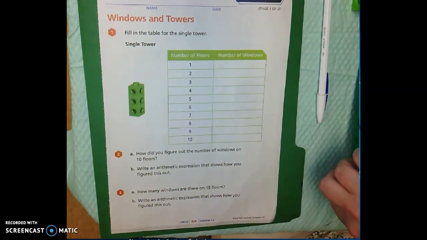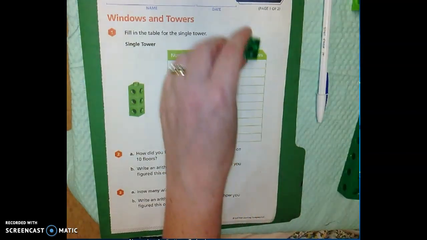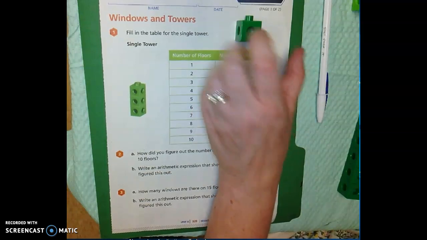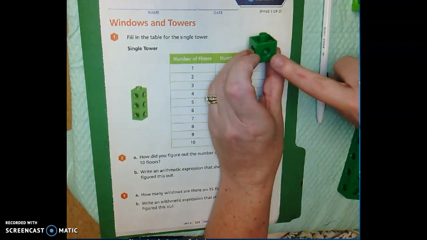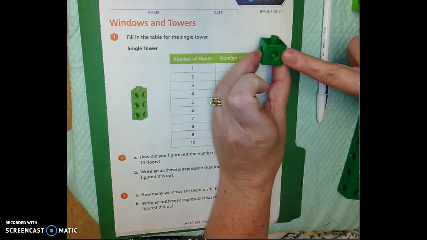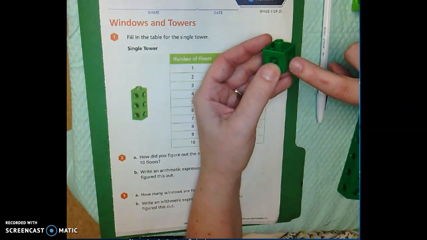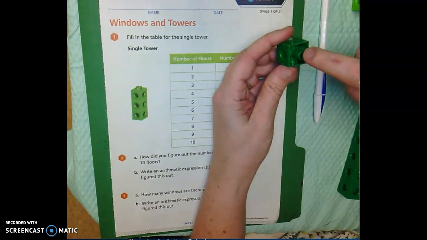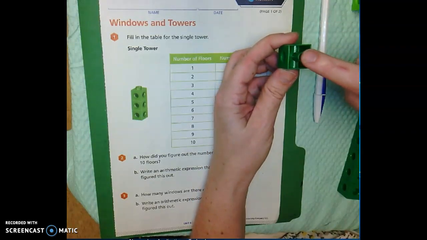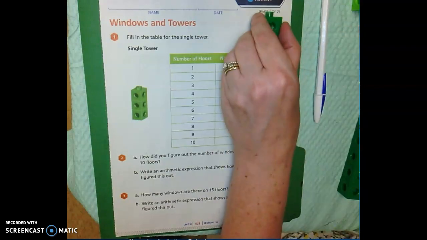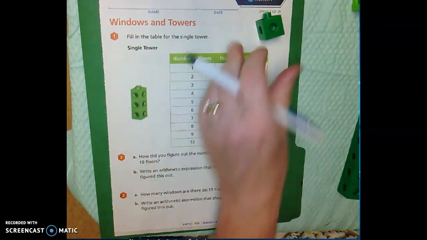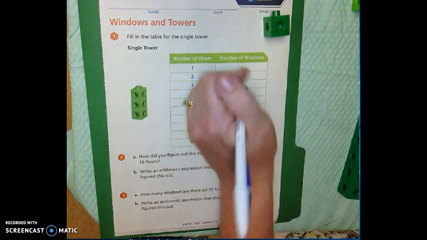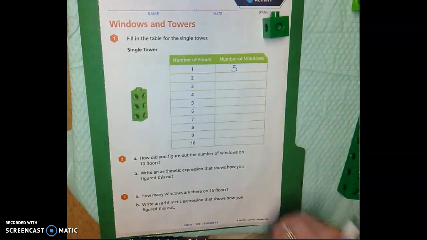And how many windows were in a single tower. So, we have our single tower. We know that these circles on the sides represent windows. And so for one level of our single tower, we have 1, 2, 3, 4 windows, but we also know that the one on the top, which represents the skylight, is also a window. So for number of floors, this is our first floor, and there were 5 windows.